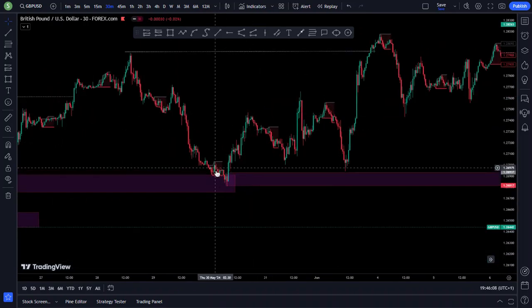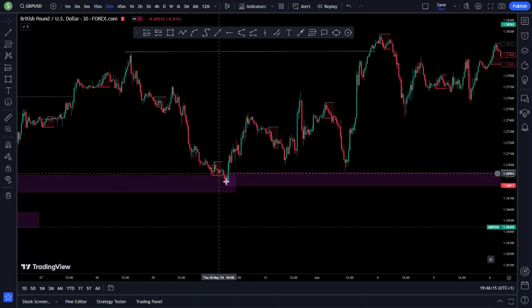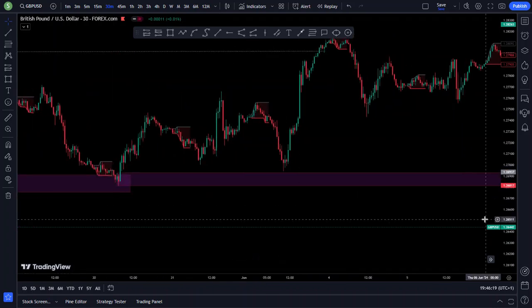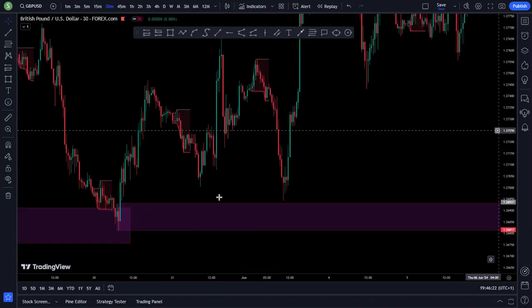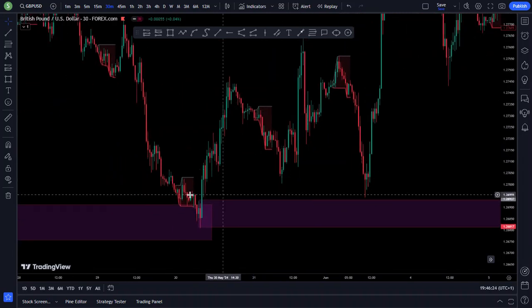I'm looking for a case scenario. Take a look at this point now. It was during the Asian session, right? So you would have looked for a confirmation entry here during the Asian session and you would have been tagged in. But take a look at what happened during London session. Let me just zoom that in a little bit. Right. So take a look at what happened during London session.